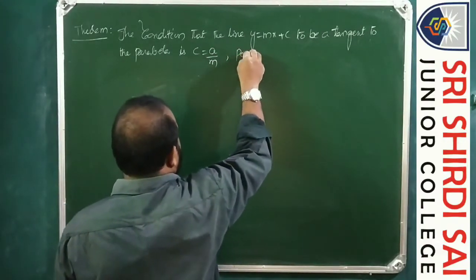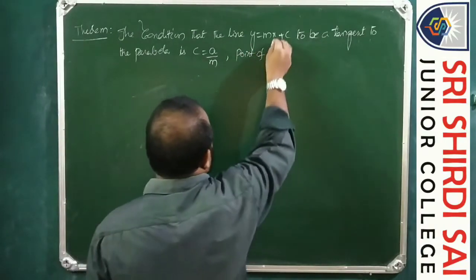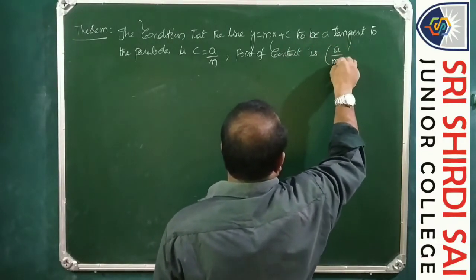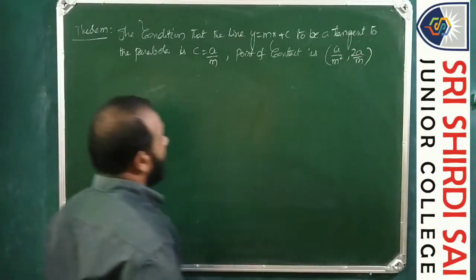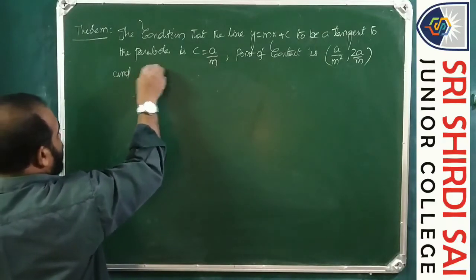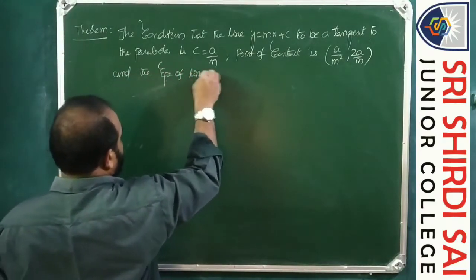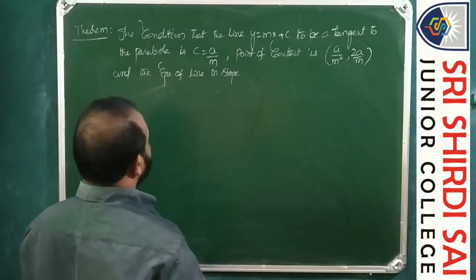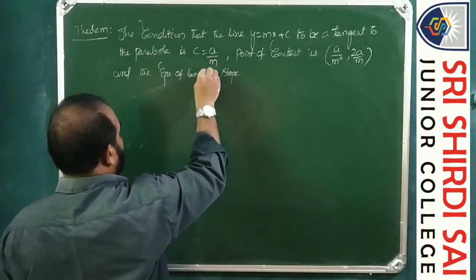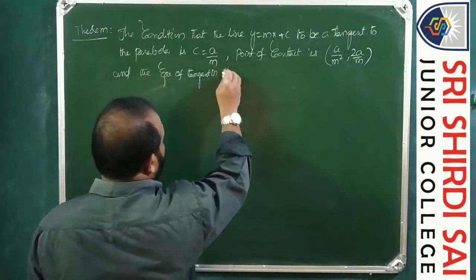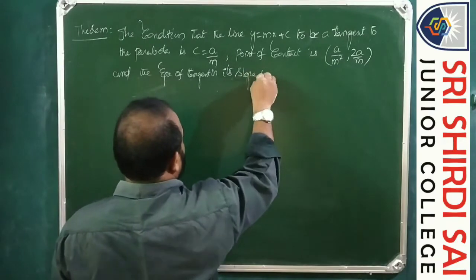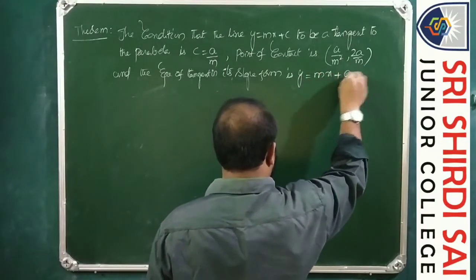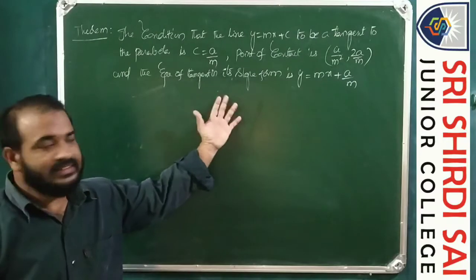So the point of contact is (a by m square, 2a by m), and the equation of the tangent in its slope form is y equals mx plus a by m. So let us deduce this condition.